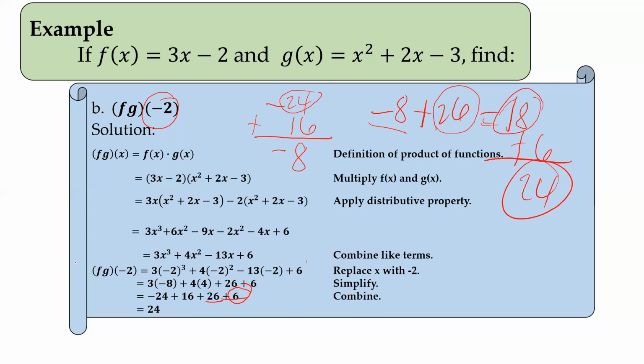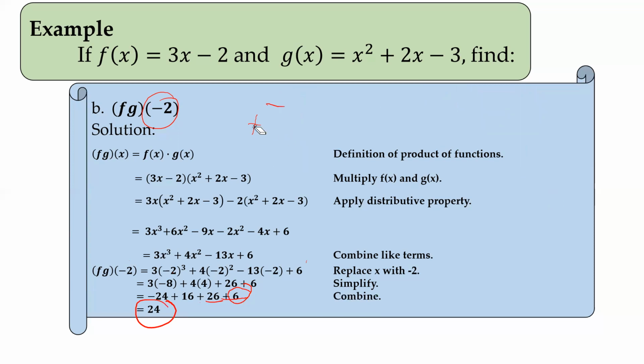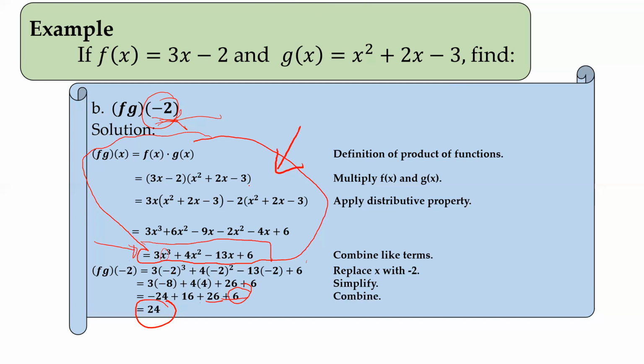So, the final answer is 24. So, first is you have to perform the operation, yung nandito kanina, presented already in the previous slide. And then if you are asked to evaluate, then you just have to substitute the values in the final. Substitute agad kayo. But if the different po ang given, therefore you need to perform the operation first before substituting.